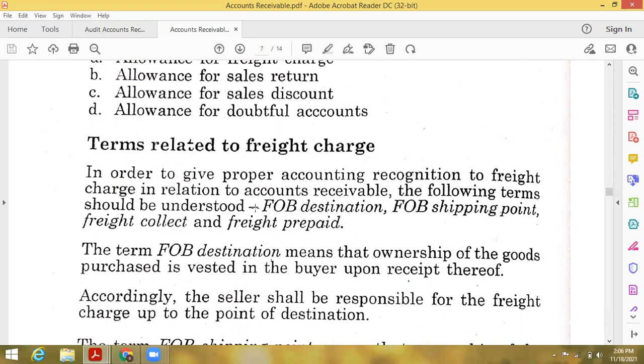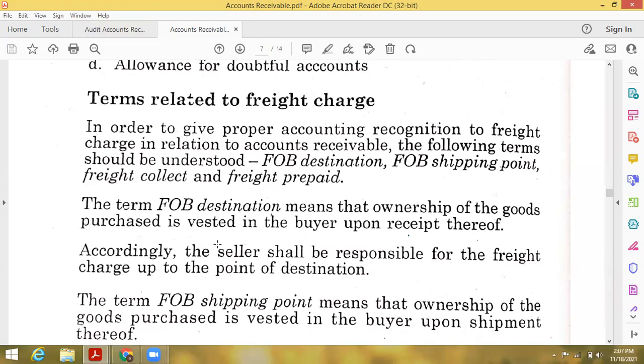So pag FOB destination, ang mangyayari niyan, ako, as seller ako, pag nagbenta ako ng goods, ako yung magdi-deliver kay buyer. Okay? So, upon delivery, kung kailan niya lang ma-receive, doon pa lang masasabi ko na nasa sa kanya na. So, at the point of destination, from the point na lumabas sa akin yung product, hanggat hindi pa nakakarating sa kanya yun, sa akin pa rin yung ownership ng goods na yun.